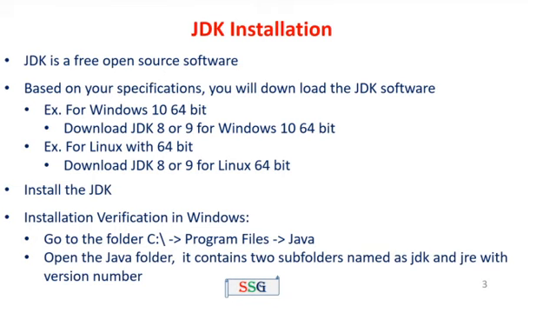Go to the folder C colon, then go to Program Files. Inside Program Files, go to the Java folder. That means Java is installed inside Program Files. Next, open the Java folder. It contains two subfolders named JDK and JRE, with the version number also.